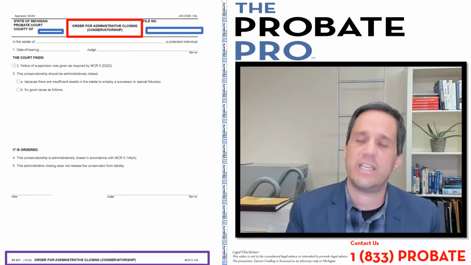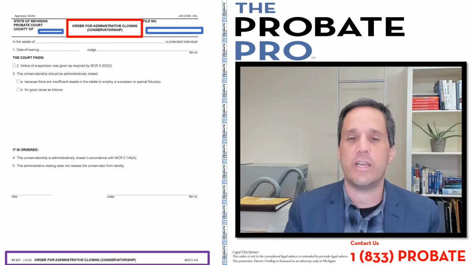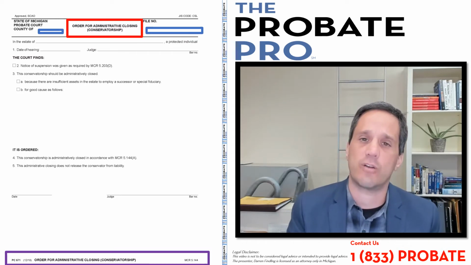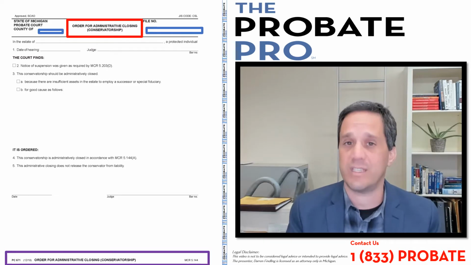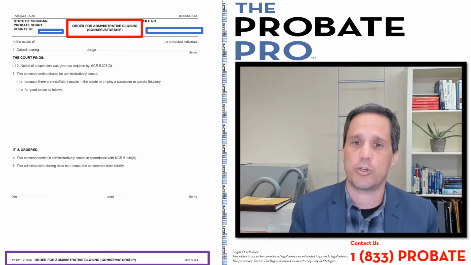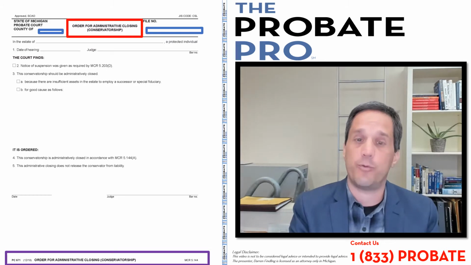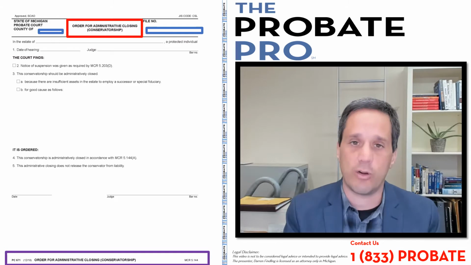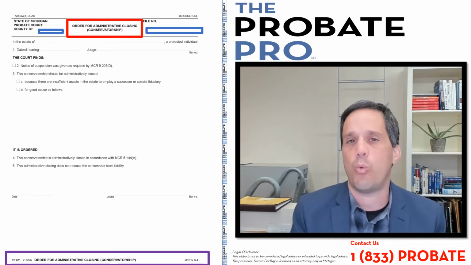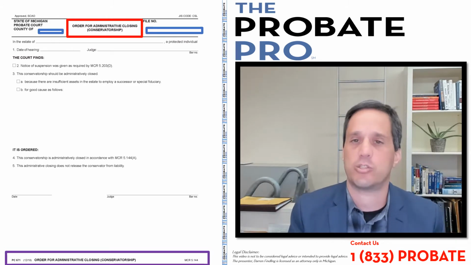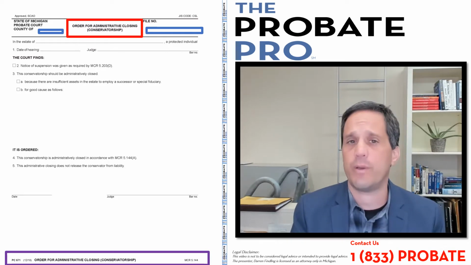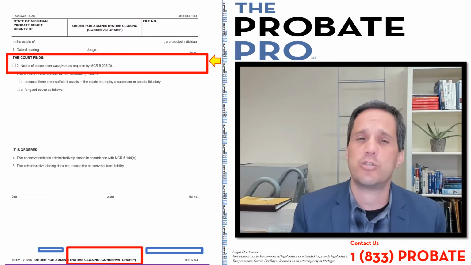Again, as you can see from the title in the red box, it is an order. This is an order issued from a probate court judge for a conservatorship file, which closes administratively the conservatorship. So again, it's very important that if you receive one of these in the mail, that you know how to take action to both prevent it from occurring as well as how to respond when an order is issued administratively closing a file.